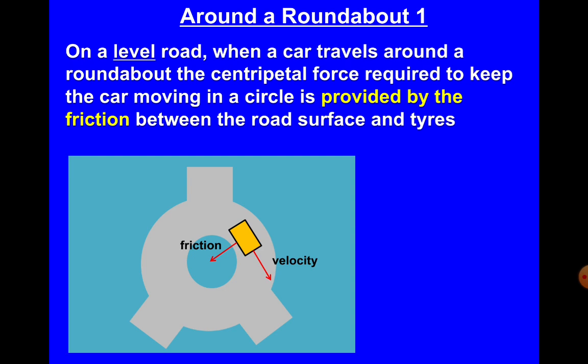So in this case, the centripetal force required to keep the car moving in a circle is provided by the friction between the road surface and the tires. So we may say that the friction force equals mv² over r.